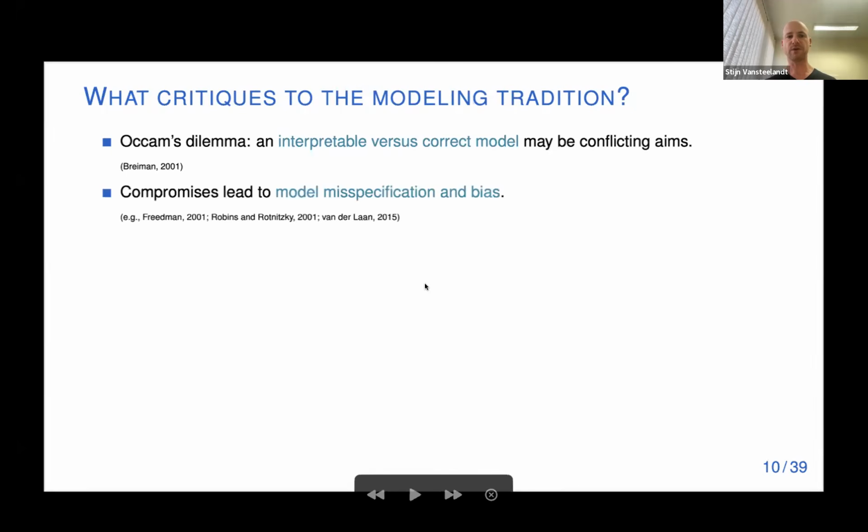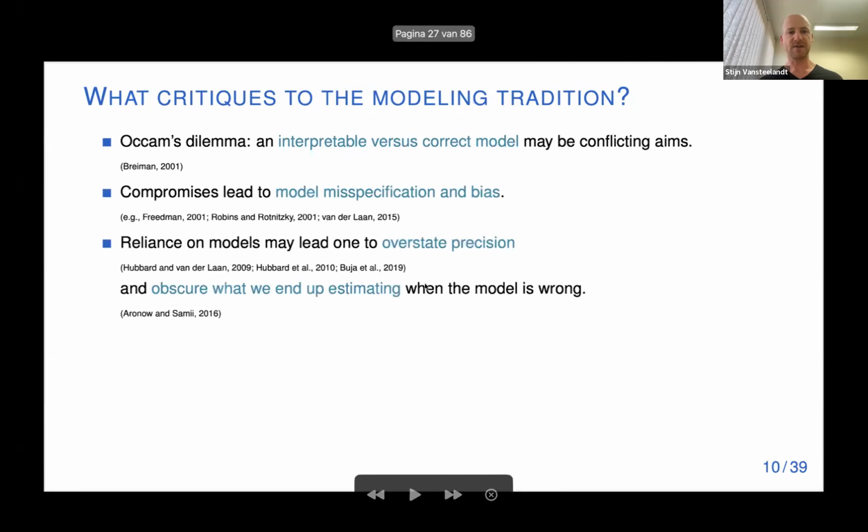The compromises that we make between keeping the model simple and interpretable versus correct lead to model misspecification and bias. Reliance on models may lead one to overstate precision and also obscure what we obtain when the model is wrong. And I'll expand on that point in just a moment.